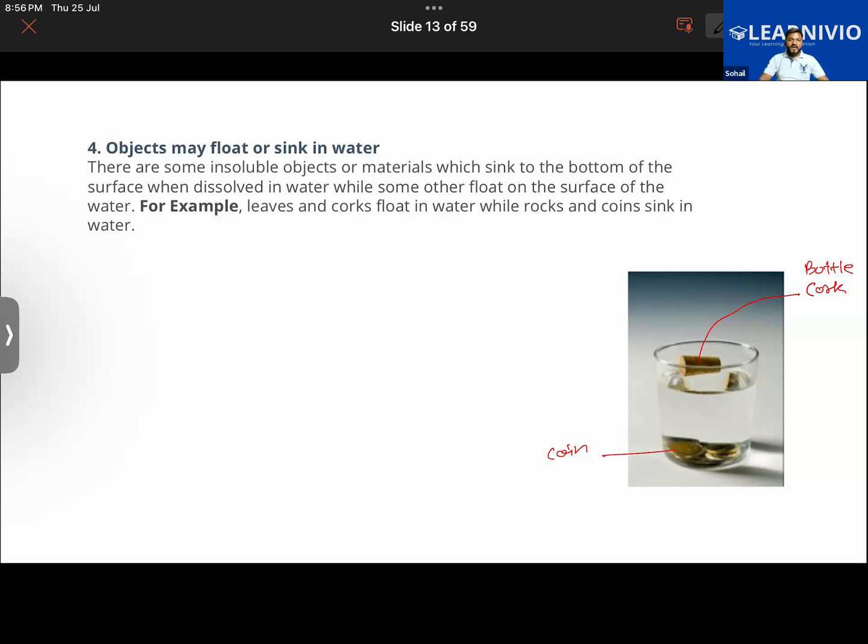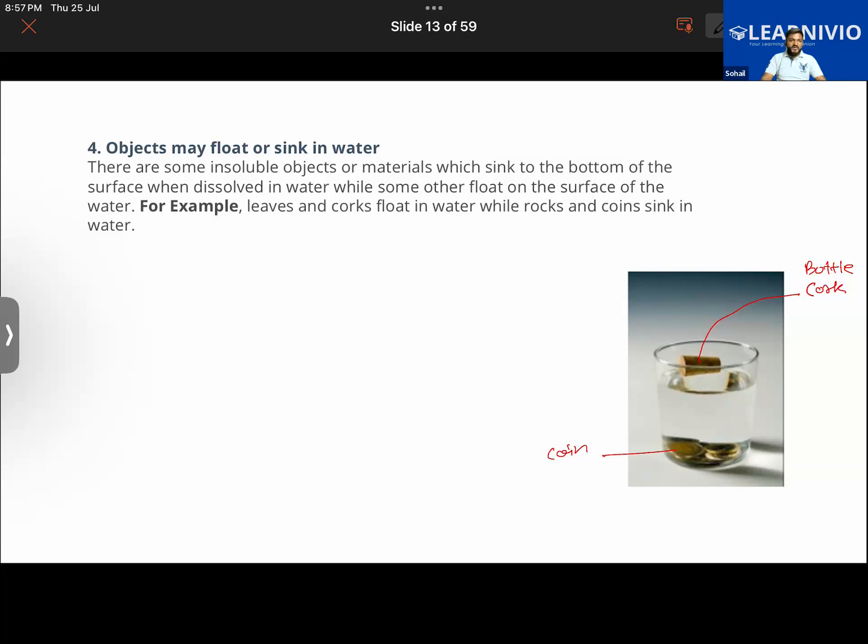Ever imagined why a needle sinks into water? I was asking one question. Why will a needle sink in the water? Because it's made of metal, right? It's a metal, and usually metals have higher density as compared to water.